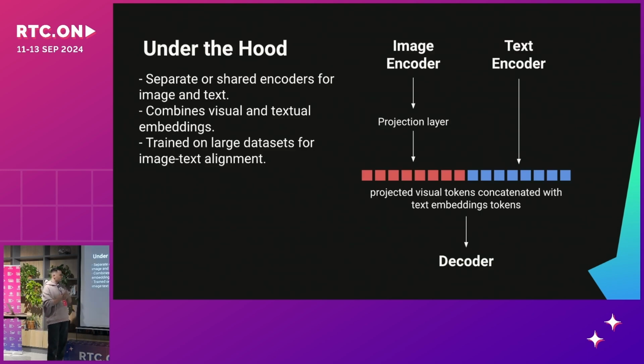Under the hood, vision language models are not that different from CLIP, which was released in 2021. We still have an image encoder, we still have a text encoder, but what we do is we calculate those embeddings and concatenate them into a single vector. So we have a very long vector of embeddings. Part of that vector is tokens from images, part of that vector is tokens from text. And then we train the decoder.